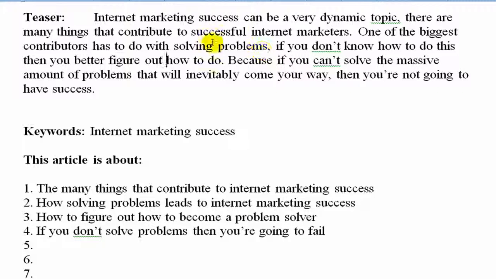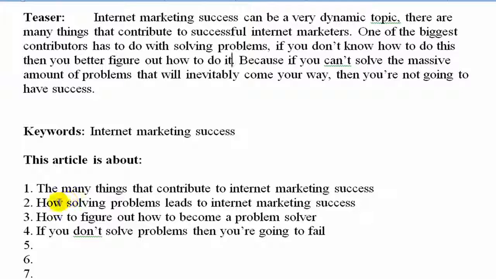There's your first one. So then you go back, read the first sentence again, and then you read the second sentence. One of the biggest contributors has to do with solving problems. If you don't know how to do this, then you better figure out how to do it. What I meant to put right there. Again, this is a rough draft. I'm glad that happened. This is a rough draft, and that's what's supposed to happen. It's not about perfection. You go through and you kind of correct things as you go.